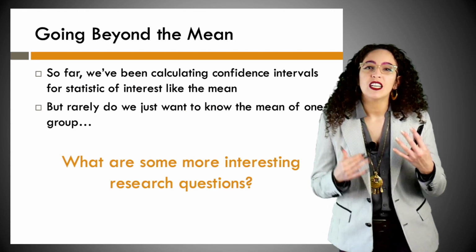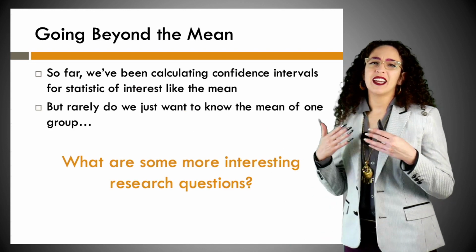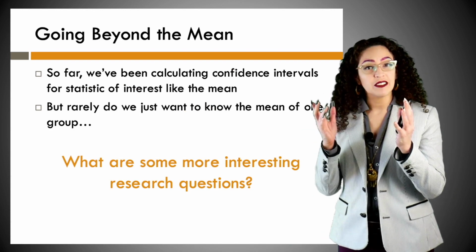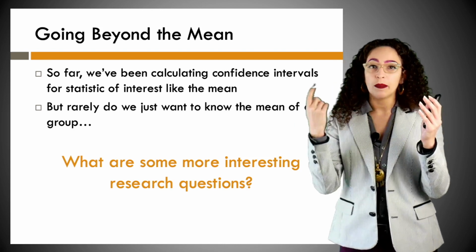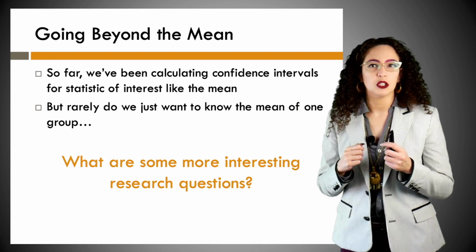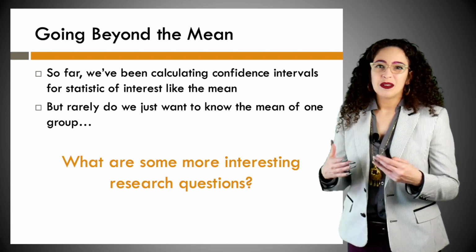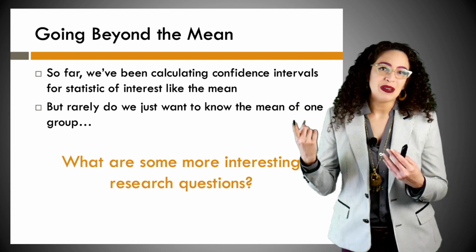So, going beyond the mean. So far we've been calculating these confidence intervals for a statistic of interest like the mean. We have some value in the middle and we add a little bit on top and a little bit on bottom to make sure that we capture the truth. But rarely do we want to just know the mean of one group.